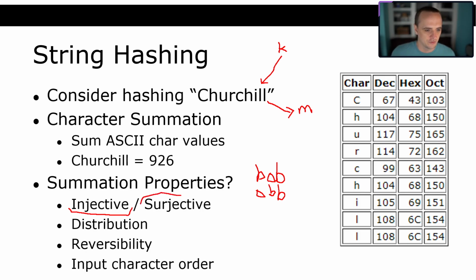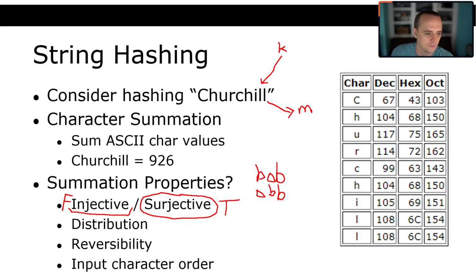Is it surjective? Meaning, are all the possible output values covered? Everyone said false in the chat, but I would say that if you choose any integer value, I could come up with a string that summed to that value. You just have that many A's, for example, if A was 1. So I would claim that this is surjective, because for any possible output value, there is an input which maps to it. There's just not a unique mapping. So it is surjective, but it is not injective.